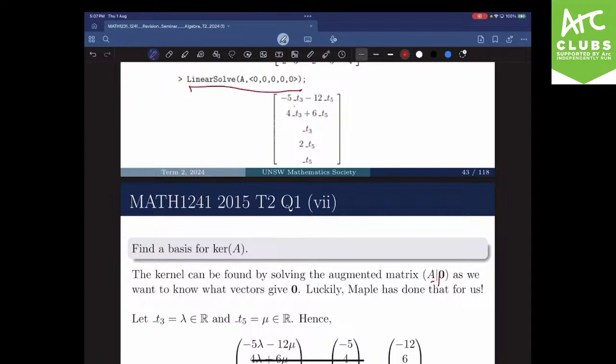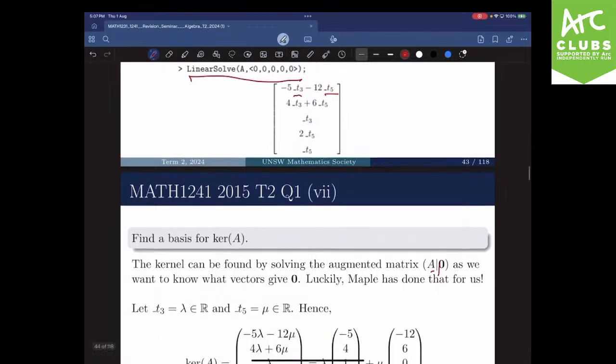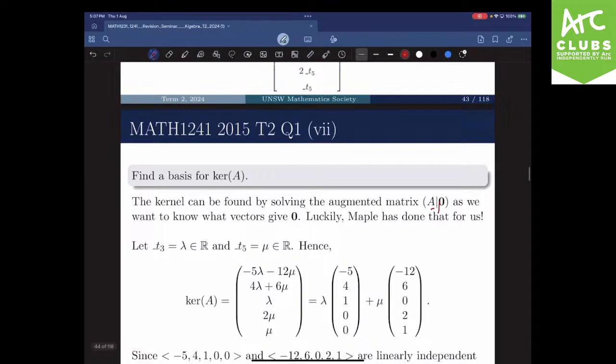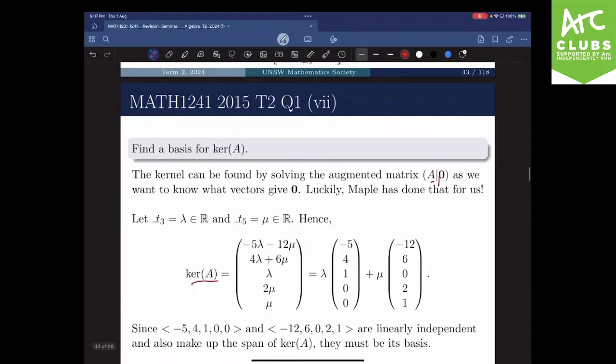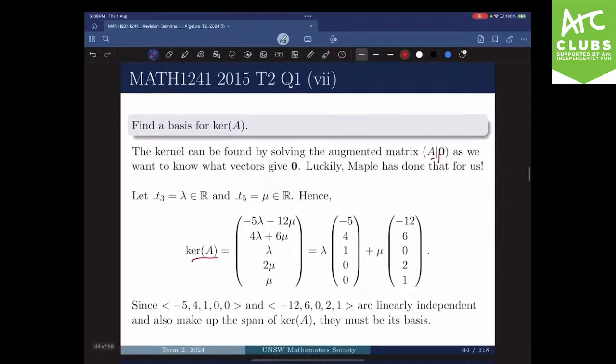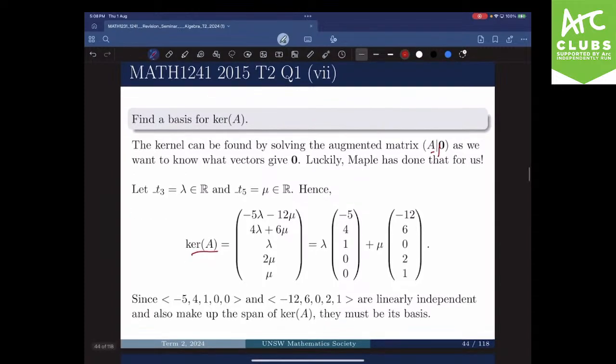So here we have variables t3 and t5. Instead, let's just call them alpha and mu, just because we're more familiar with those variables. So we get that our kernel of A is equal to this, which we can parameterize to get alpha times this vector plus mu times this vector. And we can just observe that these two vectors are linearly independent, and thus they span the kernel, and hence they must be its basis. Does that make sense? Okay.